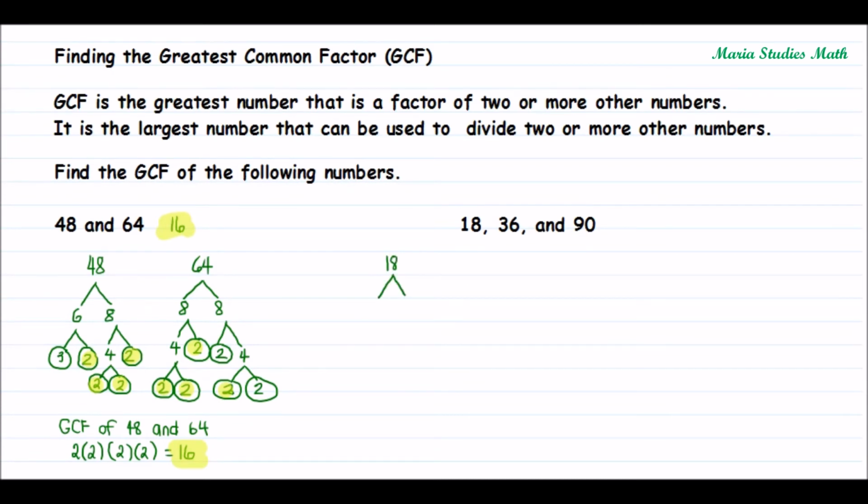So let's create the prime factorization tree of 18. 18 can be factored as 9 times 2. Again, encircle 2 because this is already a prime number. 9 can be factored as 3 times 3. So 3's are prime numbers, and we're done with 18. Let's try 36. 36 can be factored as 9 times 4. And 9 can be factored as 3 times 3, so these are prime numbers. And then 4 can be factored as 2 times 2, so they're prime numbers again.